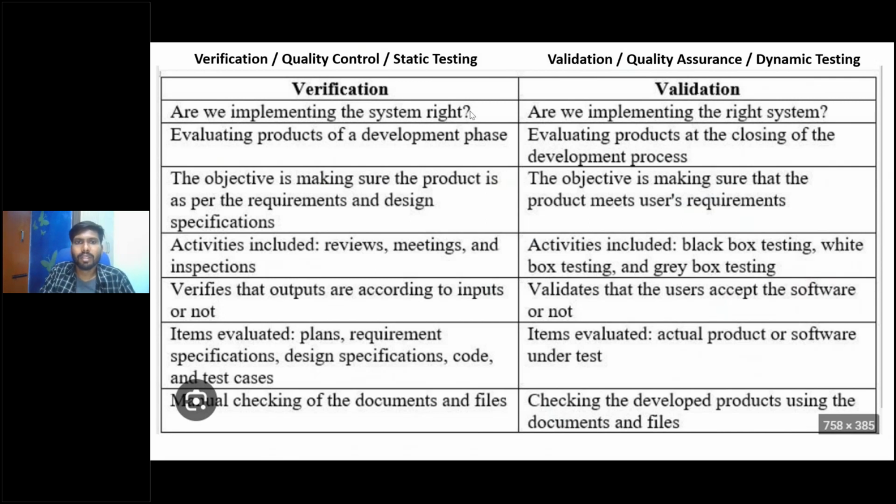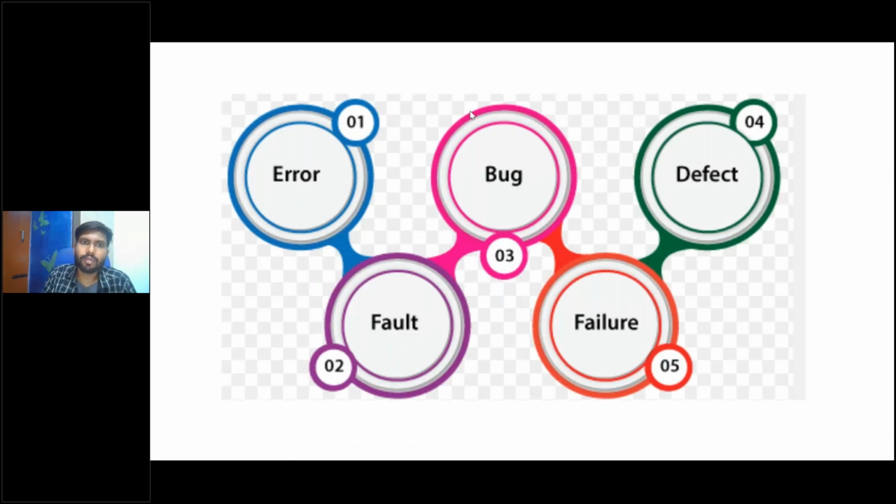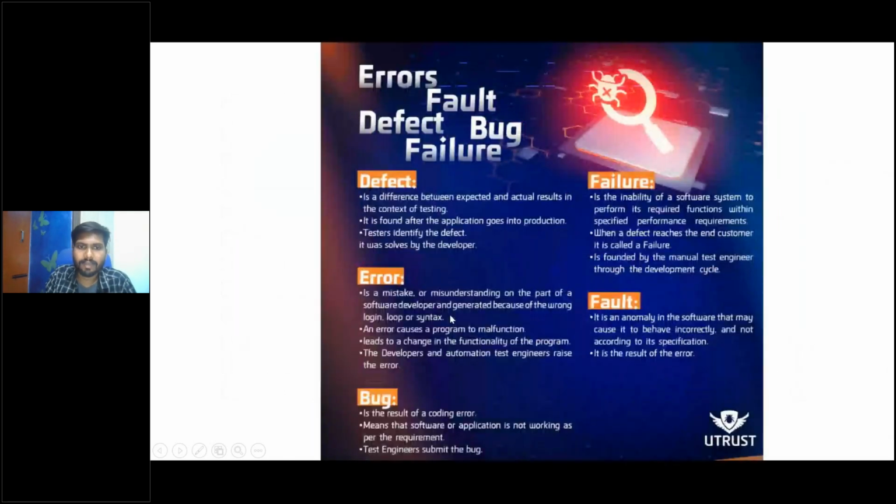Then I have told you the difference between error, bug, fault, failure, and defect. If it is identified at the early development phase, we call it an error, and if it is identified in the staging or QA environment, we call it a bug. If a tester identifies it in the production environment, we call it a defect. If a client identifies it in the production environment, we call it a failure. The fault is nothing but a deviation from the actual behavior. So this is what the difference is.